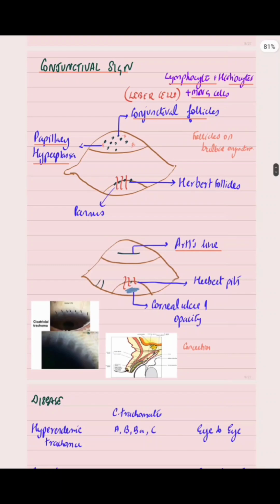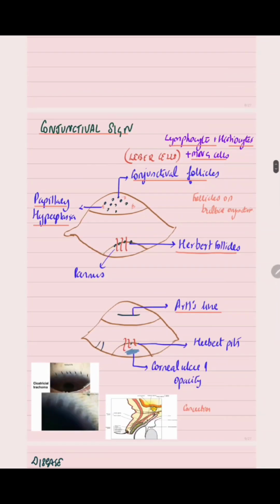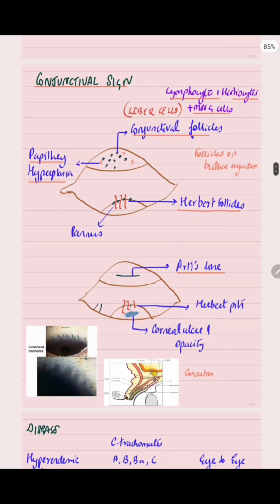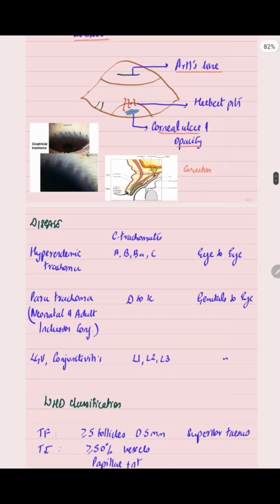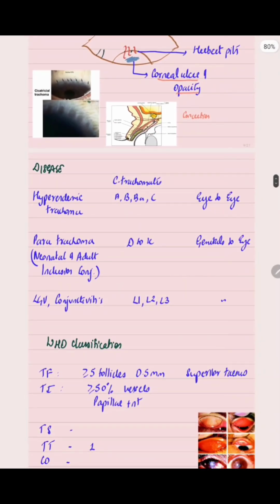Corneal signs include Herbert's follicles, that is follicles in the limbal area. Then pannus, that is infiltration of the cornea with vascularization. Corneal ulcer and opacities can also be seen. These are the corneal signs. Now, disease and organism.